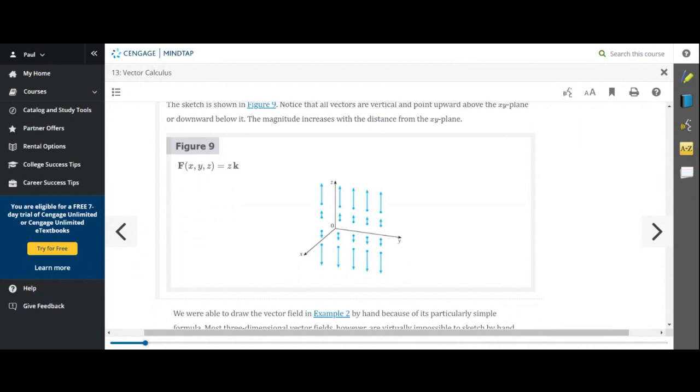Okay, does figure 9 make sense? Does that make sense to you? Robin's good with it. Are there any questions on figure 9? All right, well, let's keep moving on.